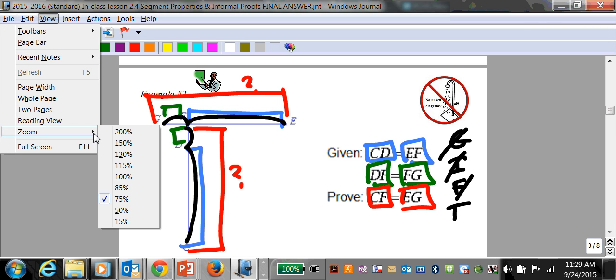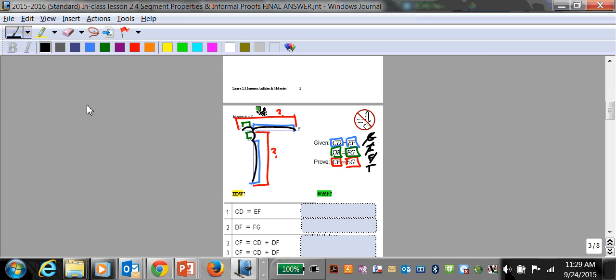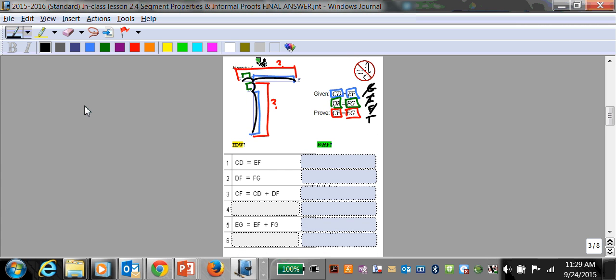Alrighty, guys. So now let's take it one step at a time. This is simply an explanation. Let me keep my colors consistent. We know that CD and EF are equal. Out loud, where do we find that information? Given. Cole, can you swing around, please, sir? It's in the given. You write down given.